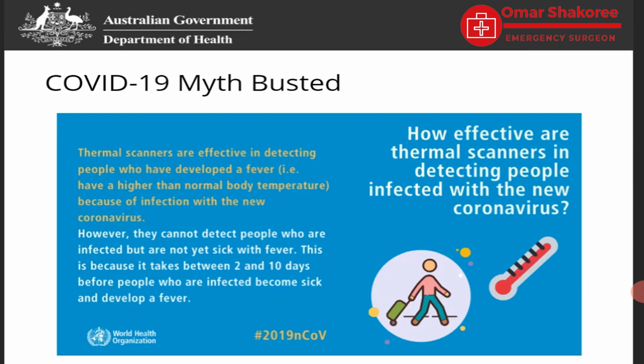How effective are thermal scanners in detecting people infected with the new coronavirus? This is the thermal scanner used in hospitals, in the streets, in airlines, airports. Thermal scanners are effective in detecting people who have developed a fever. For example, it means having a higher than normal body temperature because of infection with the new coronavirus. So this thermal scanner detects the high temperature in a patient, and the high temperature is one of the features of coronavirus infection.